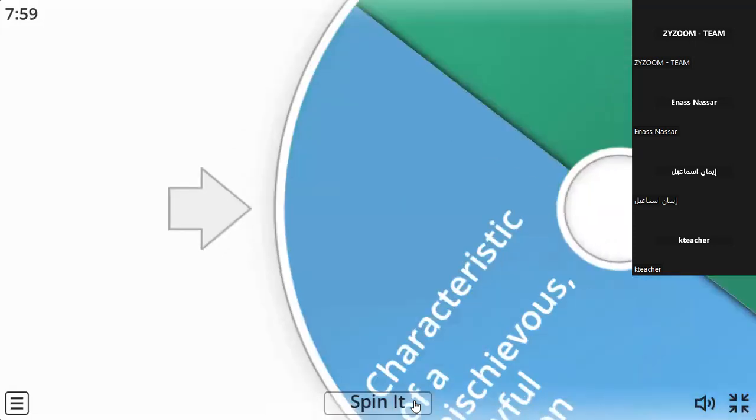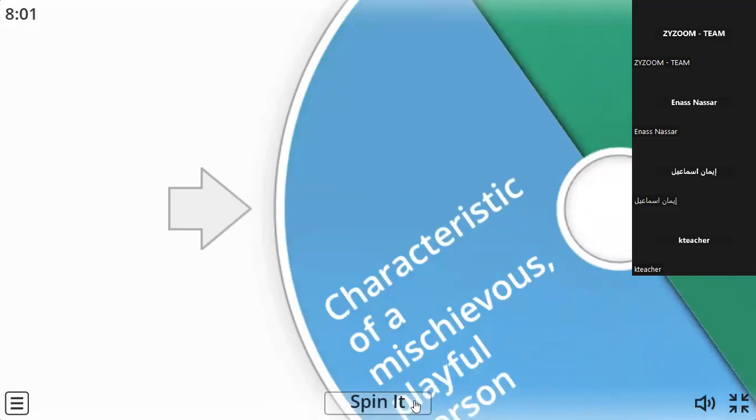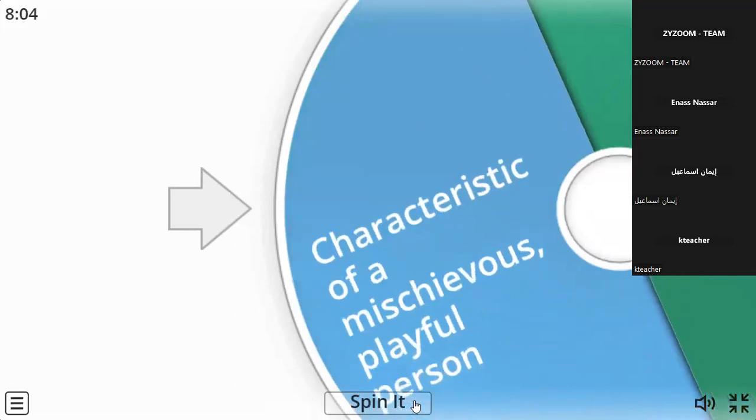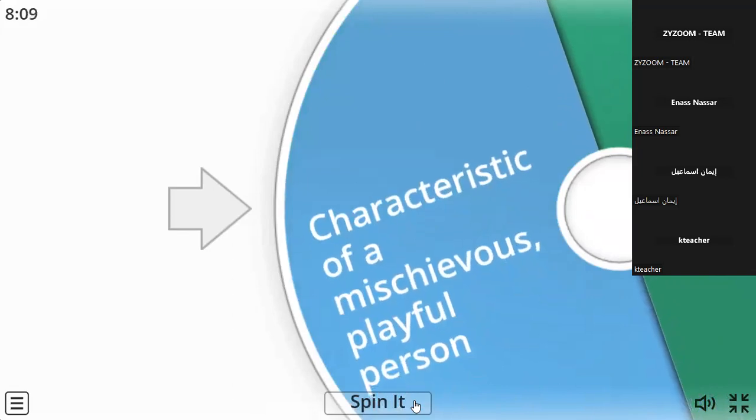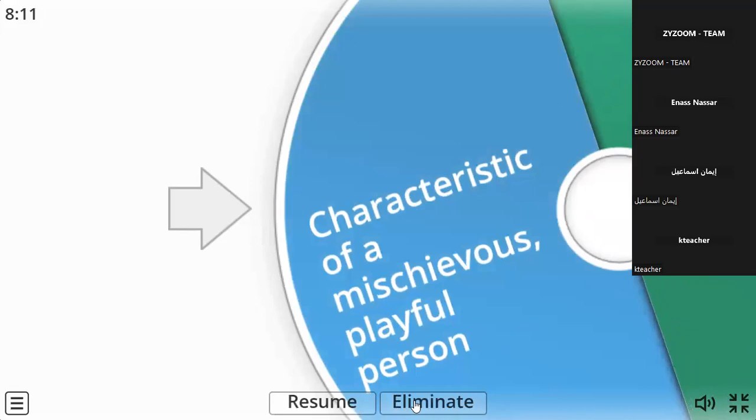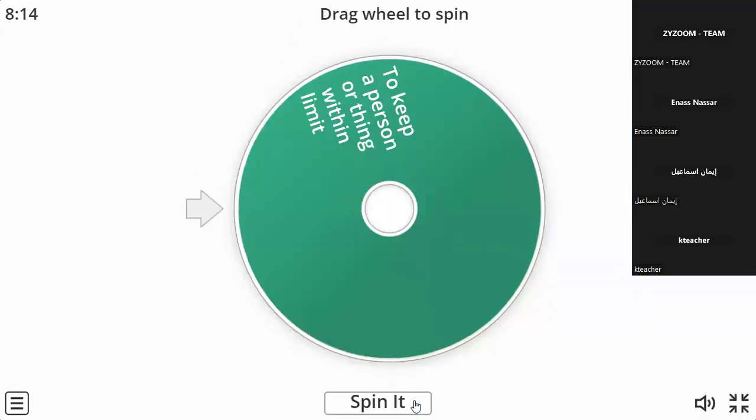Characteristics of a mischievous, playful person, like a cheater. What is this? Roguish. Excellent. The last word, to keep a person or thing within limits, meaning not allowing. It starts with R. Restricted. Restricted. Excellent.